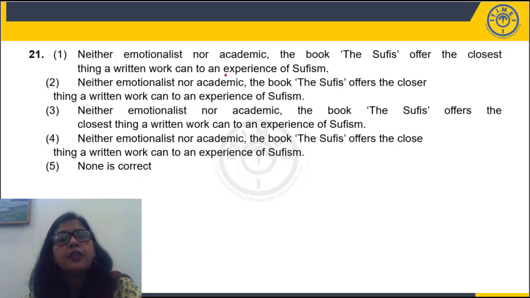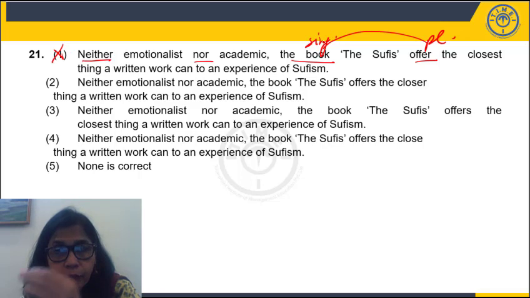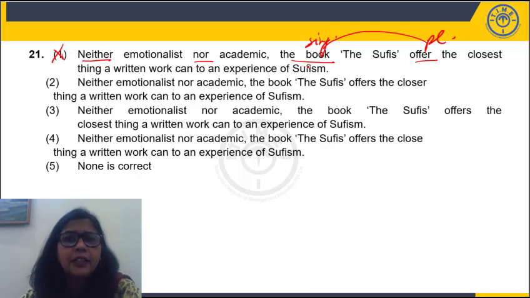Neither emotionalist nor academic. Okay, we see a neither-nor pair. The book, the Sufis. The book, singular subject, offer. Yes, here there's a mismatch. So this is singular and this is plural. So one is ruled out.